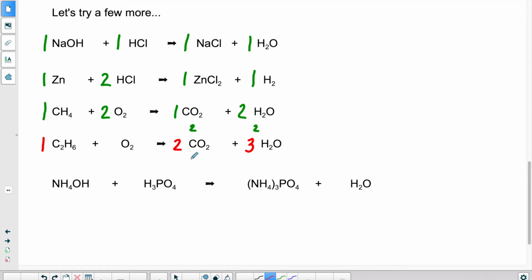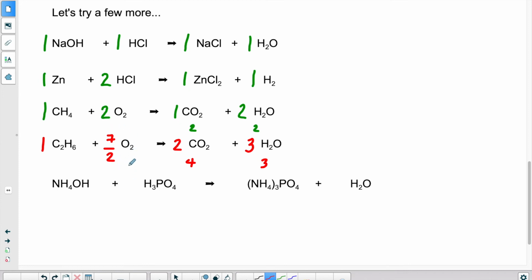Okay, how many oxygens do I have? 2 times 2 is 4. 3 times 1 is 3. So I have 7 oxygens in total. 7 divided by 2 gives me 7 over 2 or 3.5. Let me keep it as a fraction, 7 over 2. Now, I'm not allowed to keep fractions.